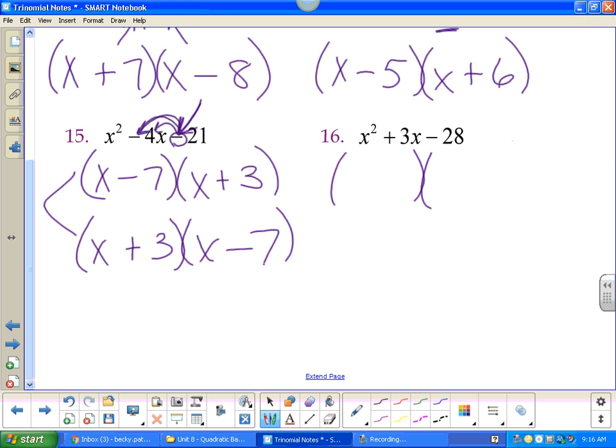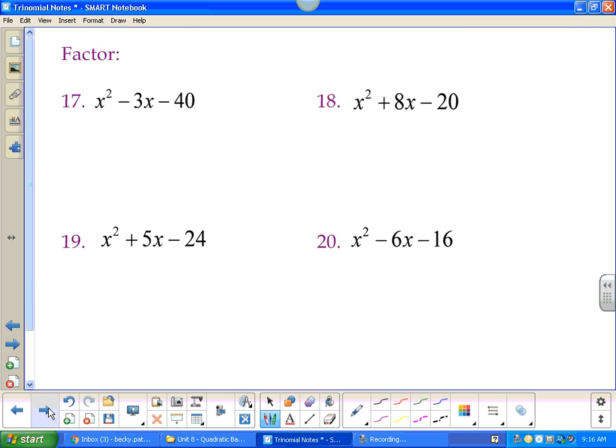Okay, number 16. Factors of 28 that subtract to give me a 3. That's going to be 4 and 7. Signs are different. Bigger number gets the positive. Okay, so here's some more. Just really going to focus on these sign rules. I want the factors of 40 that subtract to give me a 3. That'd be 5 and 8. Signs are different. Bigger number gets the negative.